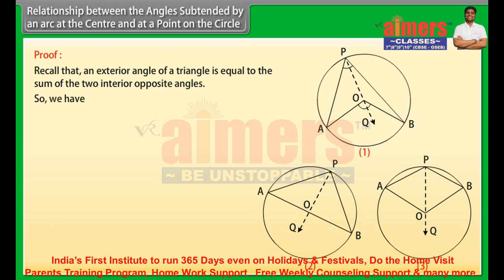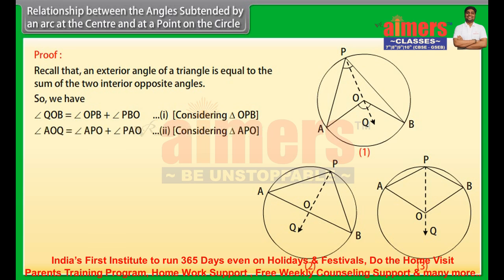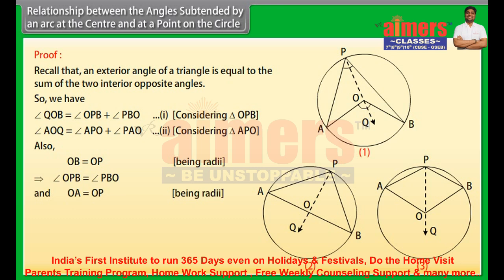So we have angle QOB is equal to angle OPB plus angle PBO. (1) Considering triangle OPB, angle AOQ is equal to angle APO plus angle PAO. (2) Considering triangle APO. Also, OB is equal to OP, being radii. Angle OPB is equal to angle PBO, and OA is equal to OP, being radii.